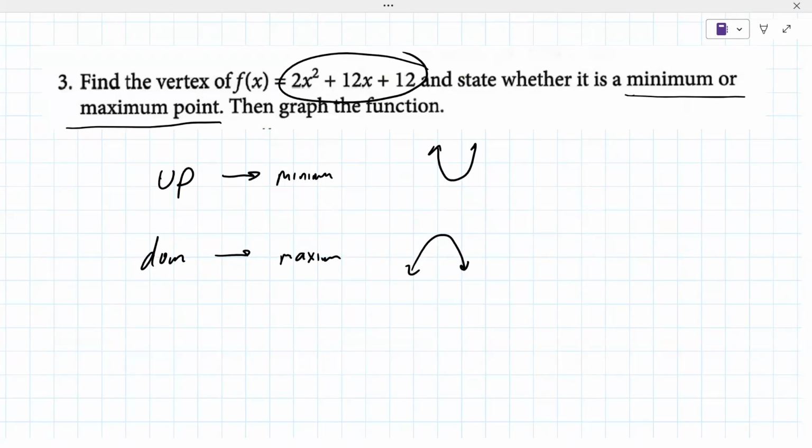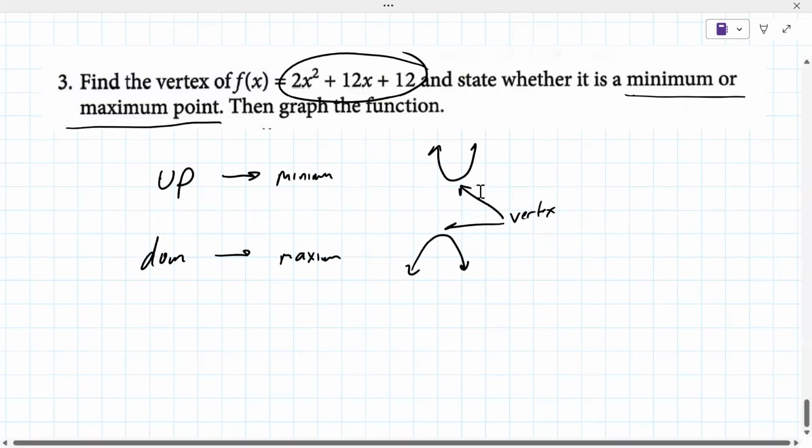So I know I'm not asking you to do a lot of graphing, clear them out each time. Like if it's a minimum, will the vertex be at the bottom? Yes, good question. So the vertex, yes.